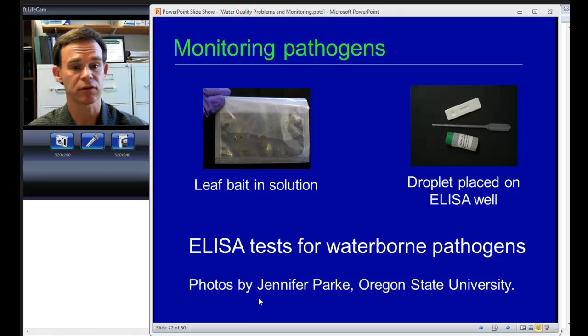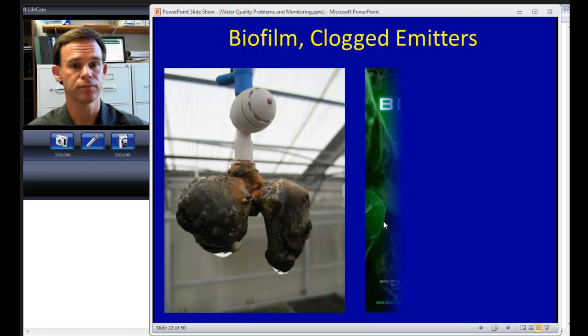Last week we had a presentation from Jennifer Park, who's a plant pathologist at Oregon State University. She's done a lot of work with testing for waterborne pathogens with ELISA kits, where you get a water sample, you have leaf baits in them, just like in the previous slide. You then grind up the leaf baits in an extractant solution and put a droplet onto what looks like a little pregnancy test for some instant results. And her experience has been that there's a lot of cross positives between Pythium and Phytophthora in the ELISA kits that are currently available. So this is really still under development as a grower tool.